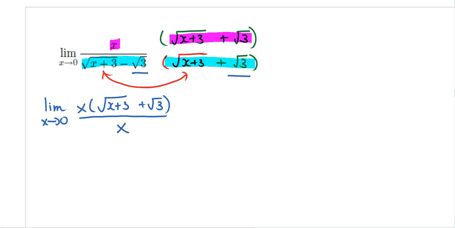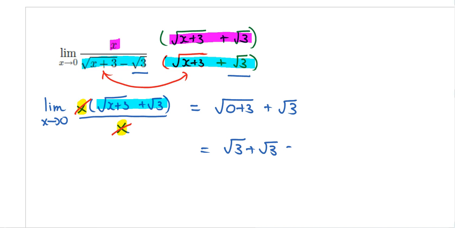You'll notice that you have an x on the numerator and an x on the denominator, so those can actually just factor out. So you're just left with the limit as x approaches 0 of this expression right here, square root of x plus 3 plus root 3. And from here on, you can do a direct substitution step now. So this would simply be the root of 0 plus 3 plus root 3. And that's going to be root 3 plus root 3, which is going to be 2 root 3.